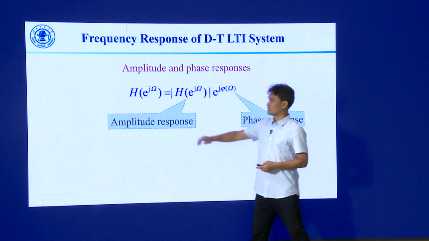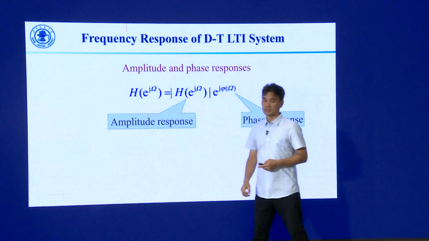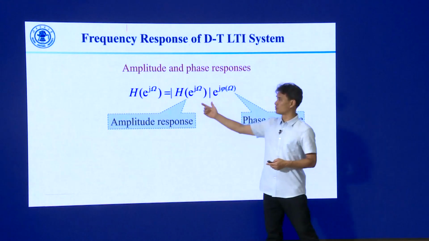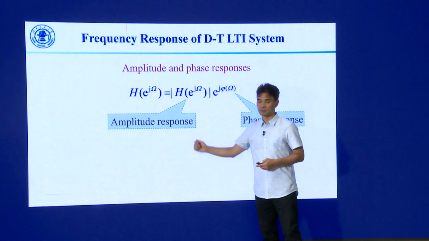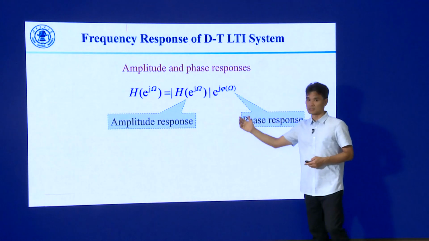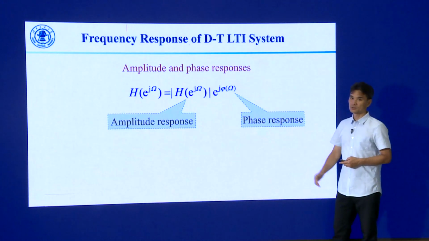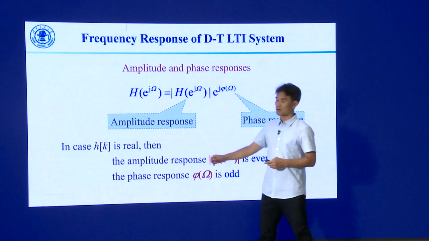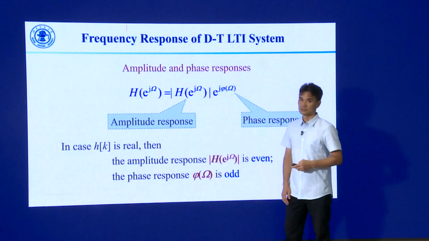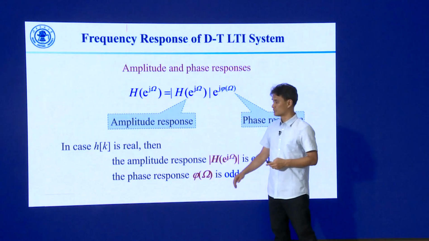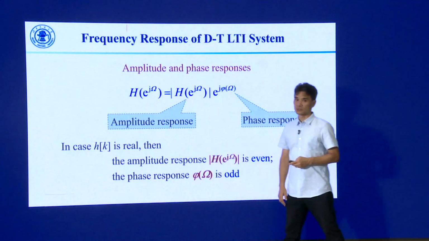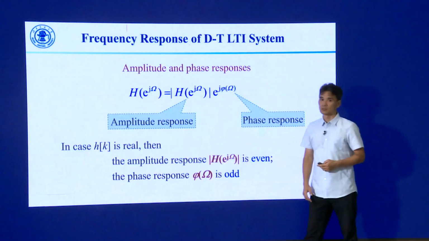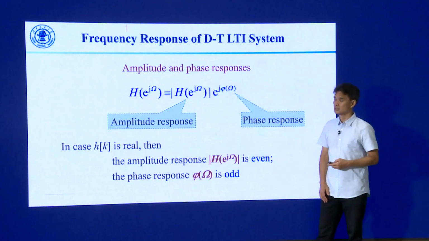In general, this frequency response is a complex function, so it has two components. The amplitude part is called the amplitude response, while this part is the system's phase response. And in case the system's impulse response is a real function, then we're going to have a conjugate symmetry in the frequency response. Or in other words, the amplitude response is even while the phase response is odd.